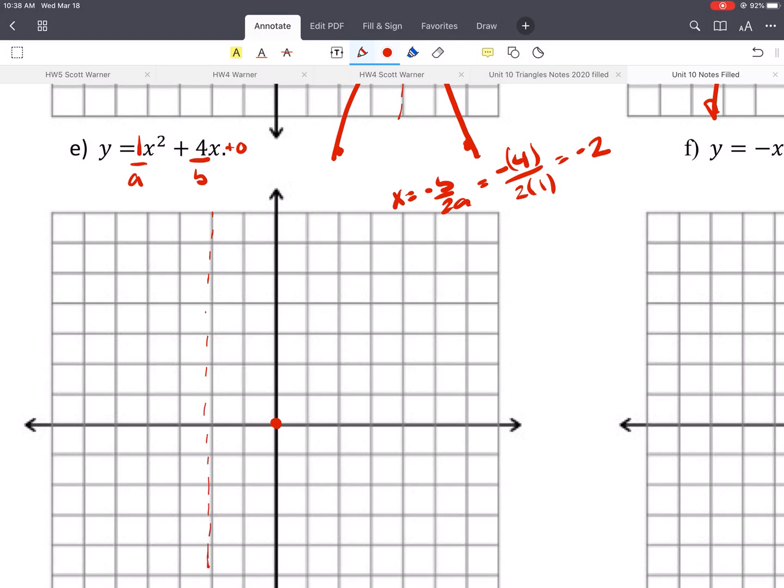And then we'll find our y for our vertex. Y is equal to negative 2 squared plus 4 times negative 2. That gives us 4 minus 8, which is negative 4. So we have our vertex at negative 2, negative 4, and we'll use our growth pattern. A is positive, so we'll go over 1, up 1, over 1, up 3, over 1, up 5, and we'll mirror it over to the opposite side. Okay.